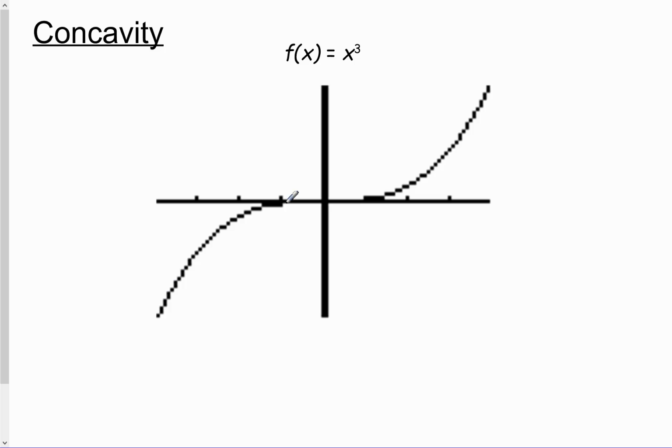So as I'm moving from left to right on the function x cubed, right here there's my tangent. But as I move over from the left to the right, what I can see is that the slope of my tangents, f prime, is decreasing. This is what we call concave down.